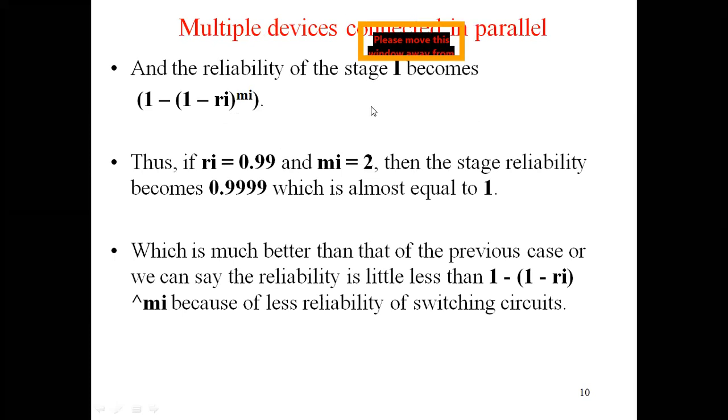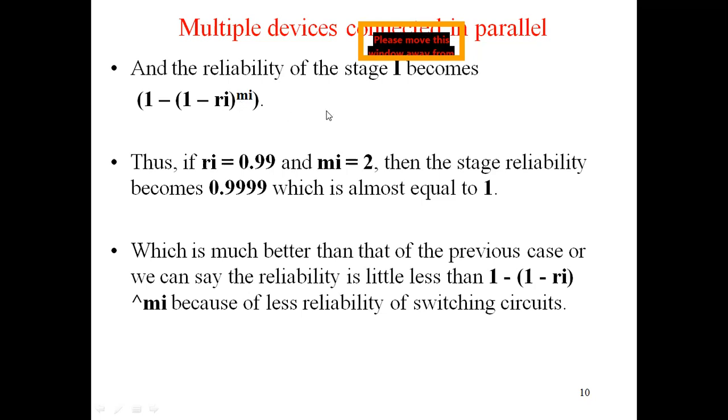So now what is the reliability of stage i? If all the devices are malfunctioning, then the formula is 1 minus Ri power Mi. When at least one device is functioning, then the formula, according to our probability theory, is 1 minus of 1 minus Ri power Mi. This is according to probability theory.